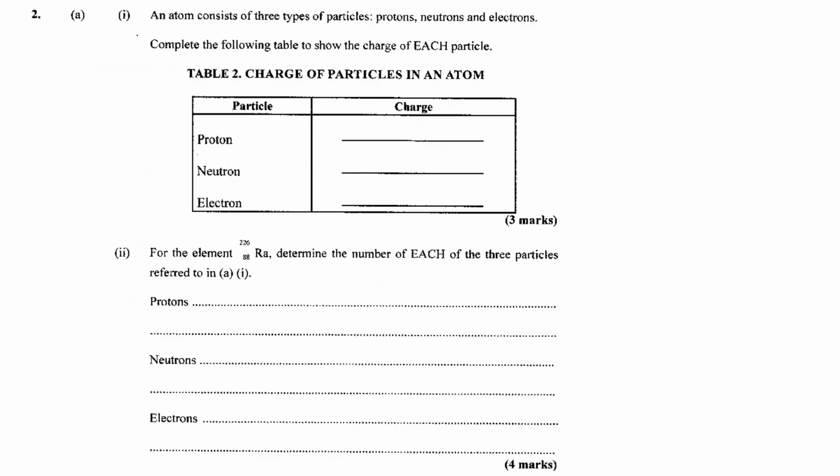Question 2. Part A, Part 1. An atom consists of 3 types of particles: protons, neutrons, and electrons. We're to complete the following table to show the charge of each particle. So this is a rather easy start to this question. The charge on a particle that is a proton is positive. The charge on a neutron, you could say, is neutral, or you could say there is none. And the charge on an electron is negative. So that's for 3 easy marks.